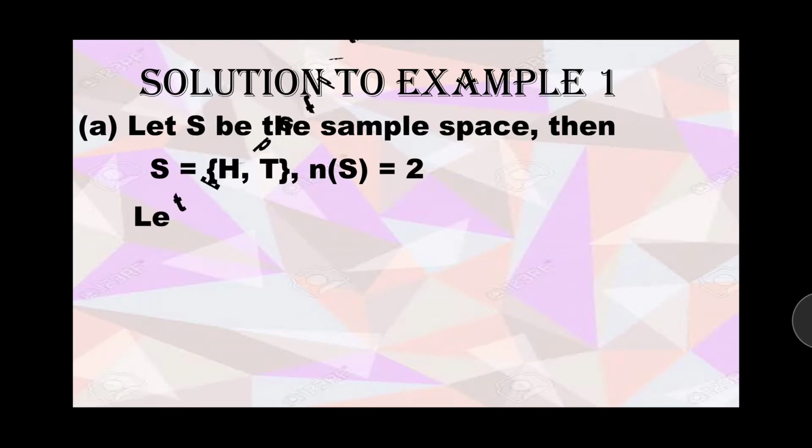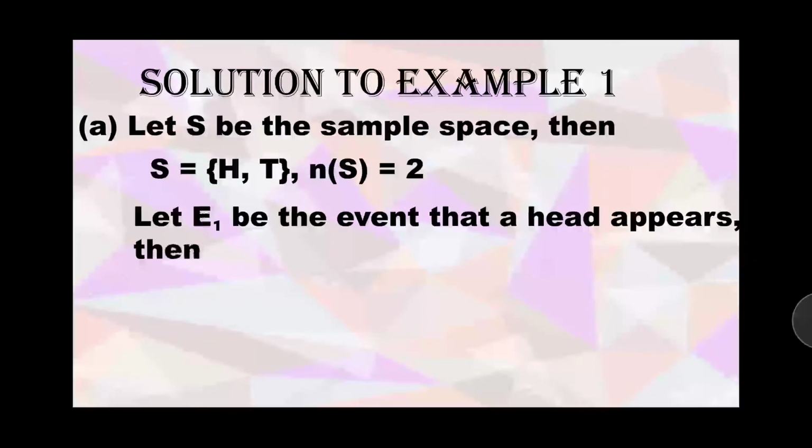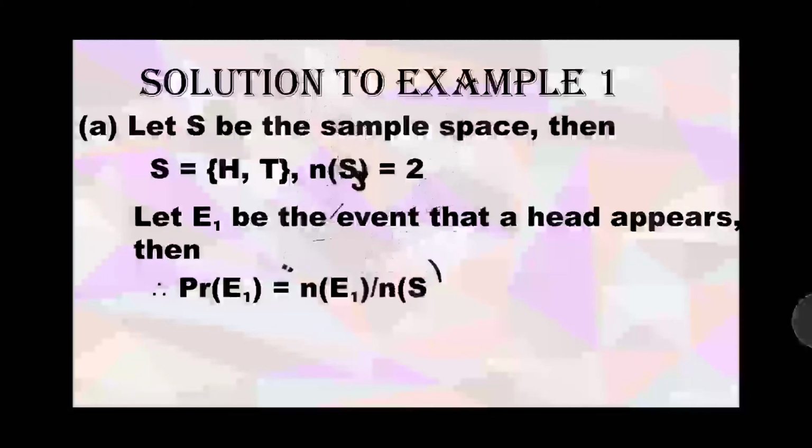And how will that help us? So what we have, the E1 represents the event that head appears. How many times will a head appear? Just once. It's only 1 out of 2. So the result becomes what we have right now, 1 over 2, because we have only 1 head all over the sample space.